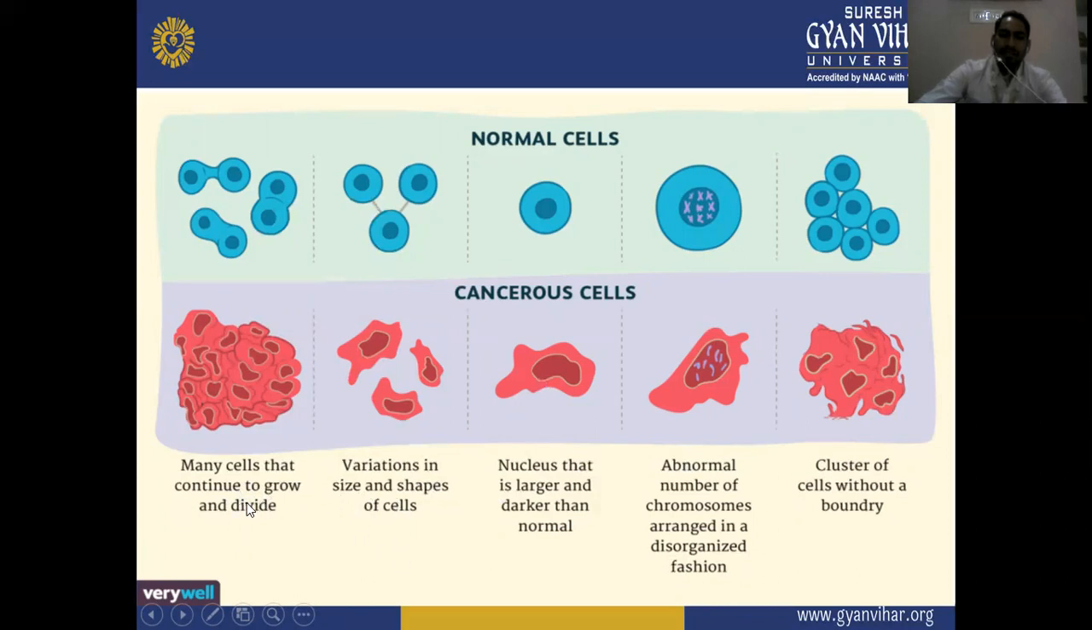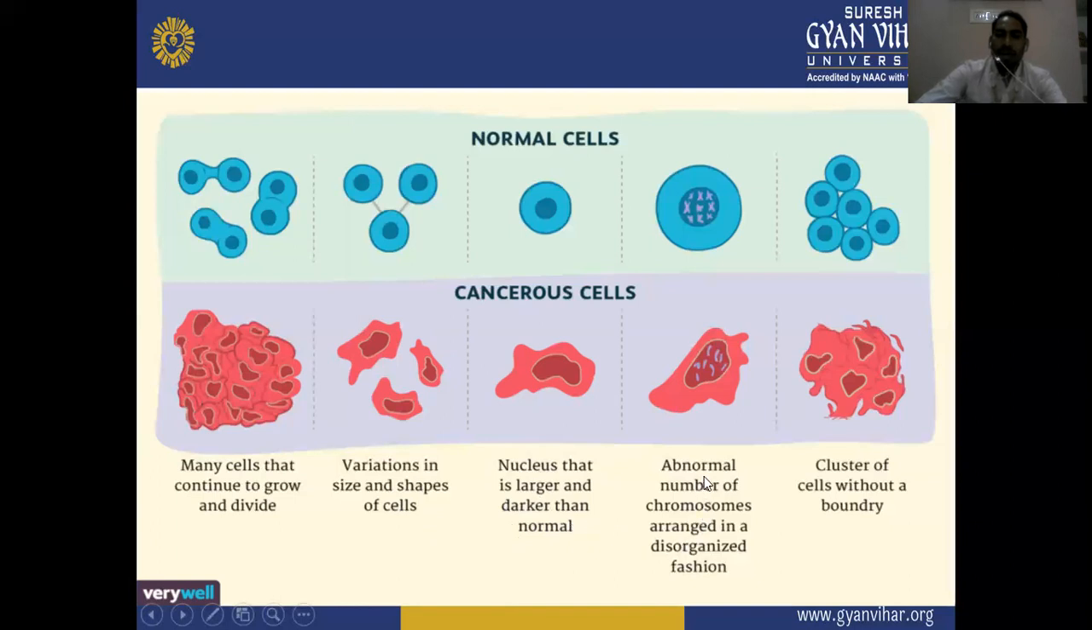Cancerous cells grow and divide continuously, with variation in size and shape, and the nucleus of a cancerous cell is larger and darker than normal.